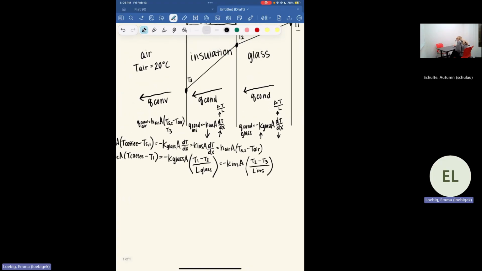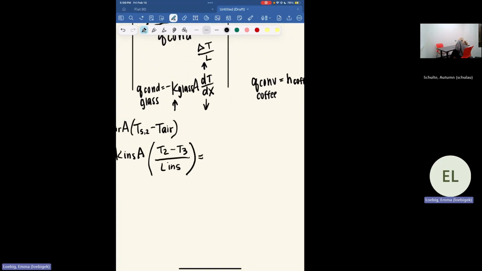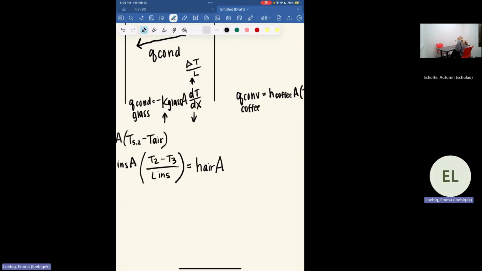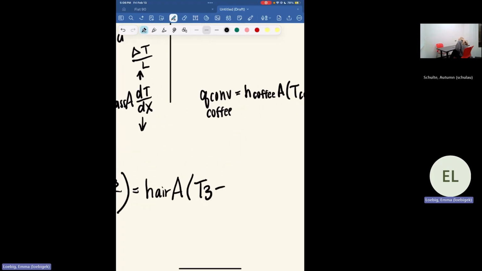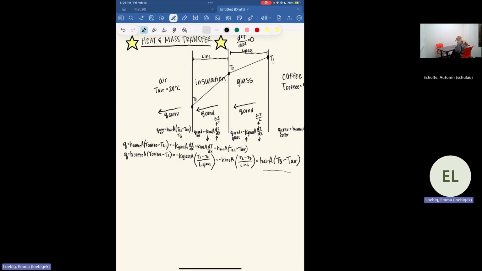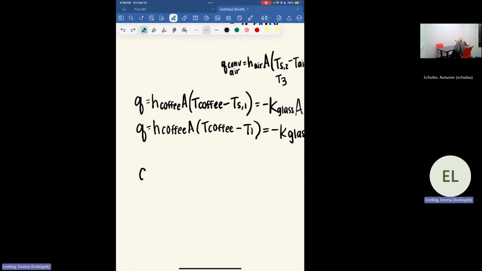And this is equal to our convection term for the air. So the heat transfer coefficient for air multiplied by the area multiplied by T3 minus the temperature of the air. We can relate this long equation to something a little bit more simple, which is Q is equal to U multiplied by the area multiplied by the temperature of the coffee minus the temperature of the air.